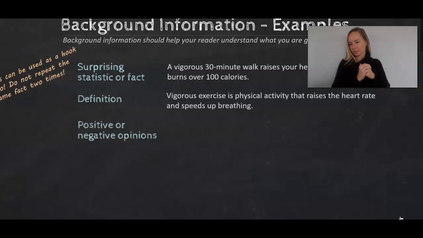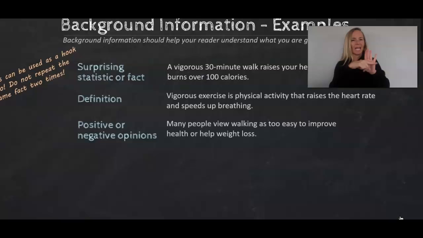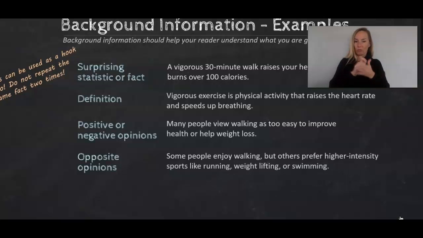Another type of background information would be positive or negative opinions that people have about your topic. For example, many people view walking as too easy to improve health or help weight loss. You could also write about opposite opinions. Some people enjoy walking, but others prefer higher intensity sports like running, weightlifting, or swimming.